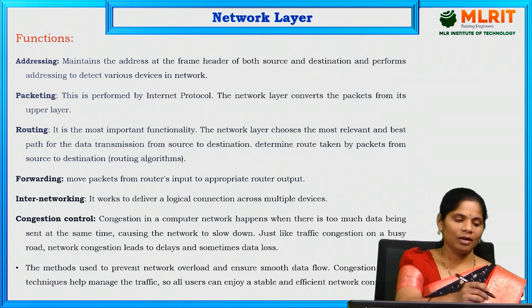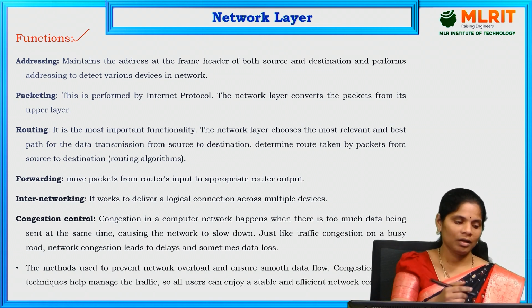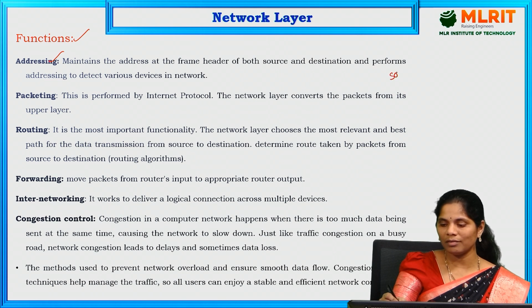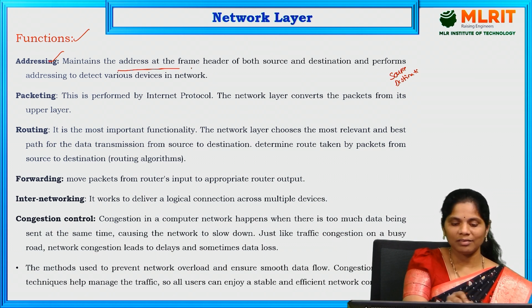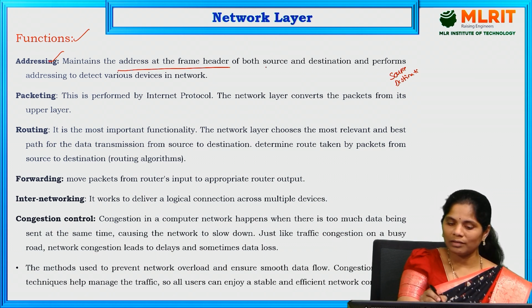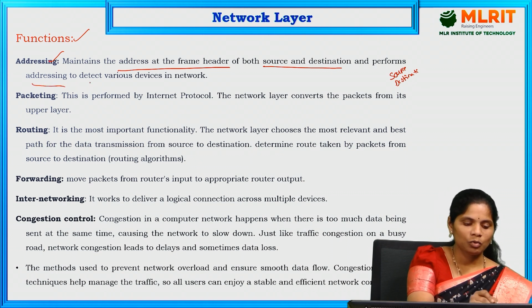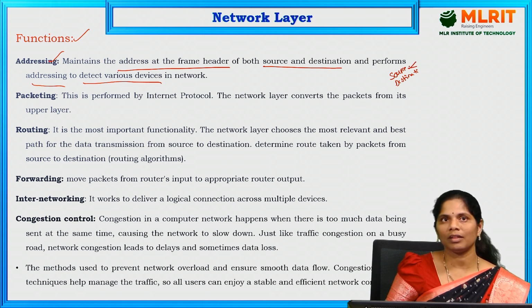And next, what are the functions of the network layer? What are the main functions it provides? First one is addressing. Addressing means having the source address as well as the destination address. It maintains the address in the frame header, both at the source side and at the destination side, for performing addressing, to detect the various devices. It means to which device I have to send the data, and from which device I am receiving the data. That is nothing but addressing.